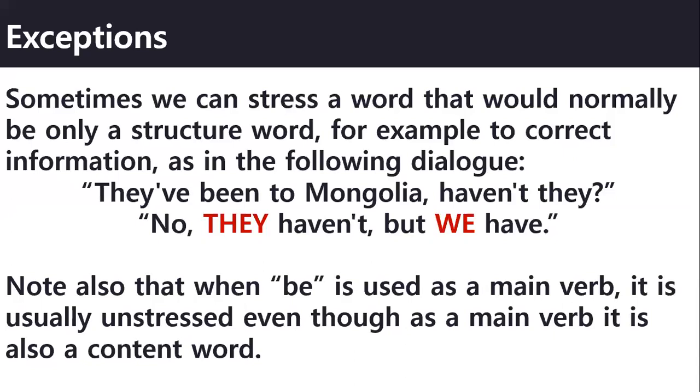They've been to Mongolia, haven't they? No, they haven't, but we have. As you notice, you make emphasis on the information that you want to provide as an answer. So, no, they haven't, but we have. Note also that when be is used as a main verb, it is usually unstressed, even though as a main verb, it is a content word.